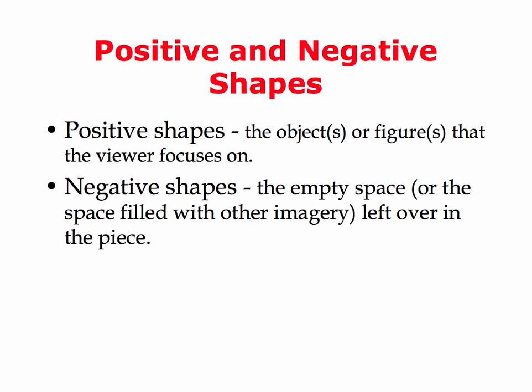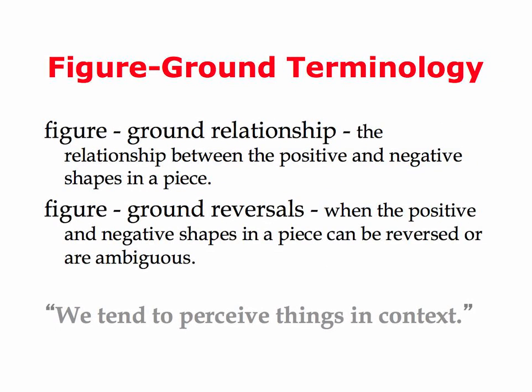We can also have positive and negative shapes. Positive shapes are the objects or figures that a viewer focuses on, whereas the negative shapes are the empty space or the leftover space that can be thought of as between the positive shapes or behind the positive shapes. We also talk about these things in a figure-ground relationship, which is the relationship between the positive and negative shapes in a piece.